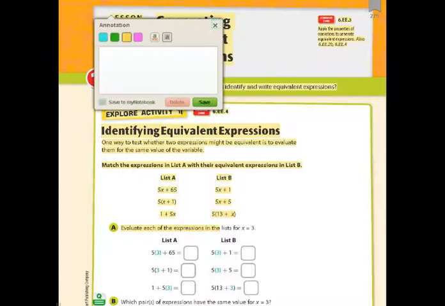Okay, so what you're going to do now is evaluate each one of these expressions. In place of the x, you're going to use the number 3. So go through and figure out each of those expressions, find the value, write it in the box, and then match up the ones that match. Go ahead and work on that.